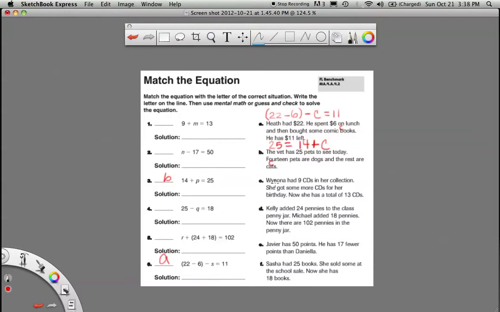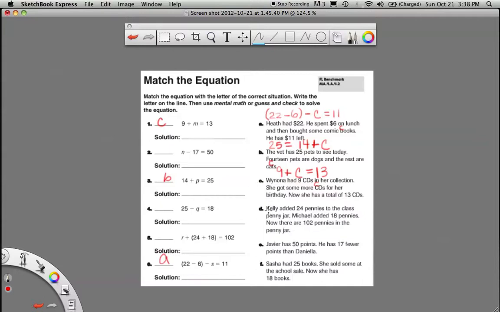Okay, C. Winona had 9 CDs in her collection. So altogether she has 9. Then she got some more CDs for her birthday. Getting more means she's adding to her collection, but it doesn't tell us how many more. So I'll just call it C for CDs. 9 plus C. Now she has a total of 13 CDs. So I've got to look for 9 plus some variable equals 13. And they use the M, here it is. So C matches 1. 9 plus M equals 13.